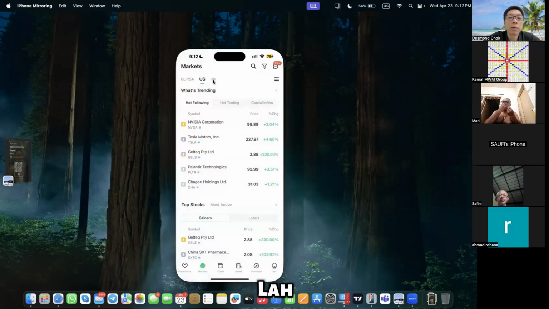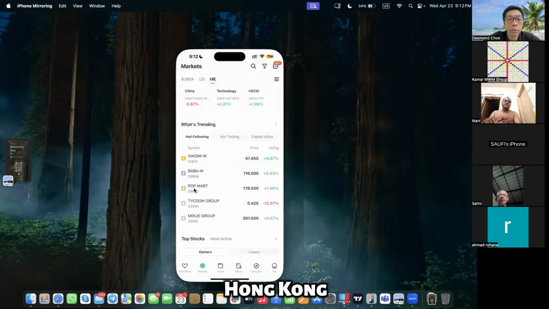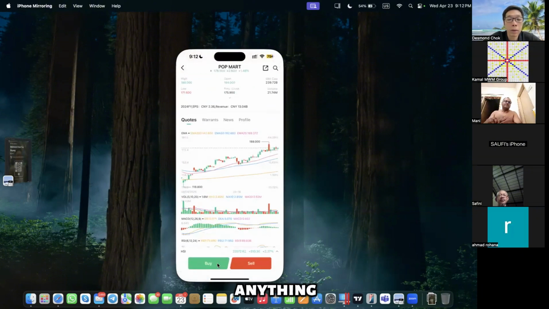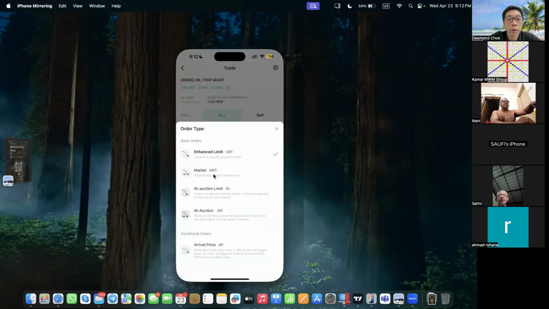For Hong Kong also the same lah. Hong Kong, so maybe Pop Mart. So anything special on here? So market, this one all option, limit at option. So they use a different name lah, but actually it's still the same one lah. So normally just straight away buy, just buy the market lah. Okay, see, enhanced limit, trade at a specific price or better. So like this. Okay, you just read through.